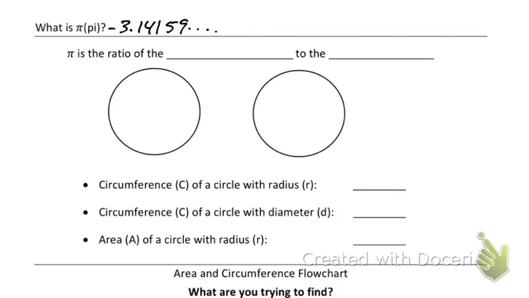Yeah, John. 22 divided by 7? Close. Yeah, I mean, it works. But where does pi come from?